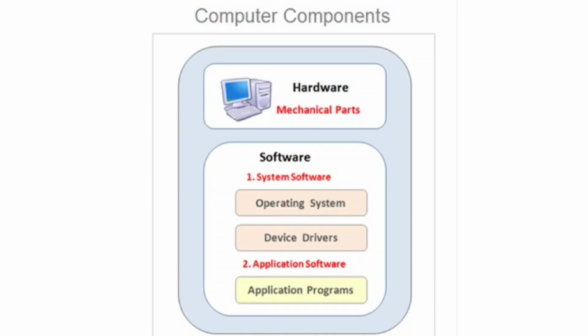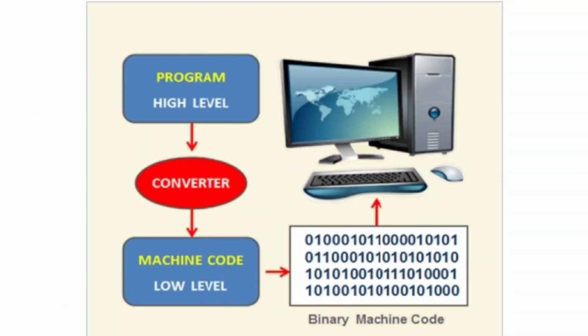Okay, these are called application software. Next, you can see that if you are giving your input, for example a program, that is your high level language. You are writing the code in C or C# language. For example, you have written that language in the program. Okay, so that is called high level language.